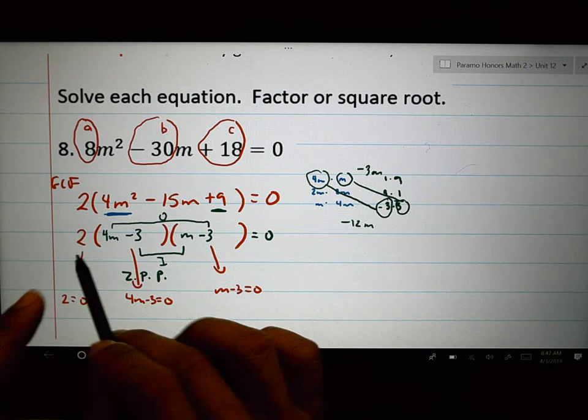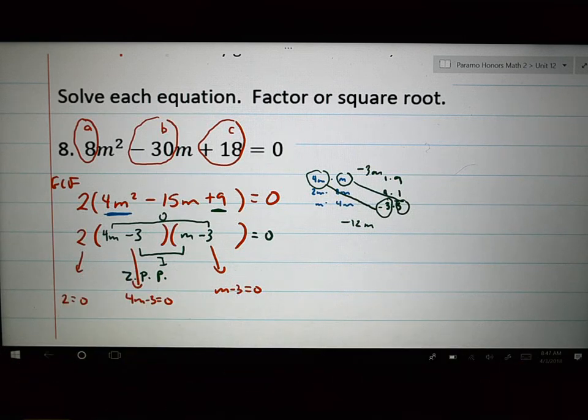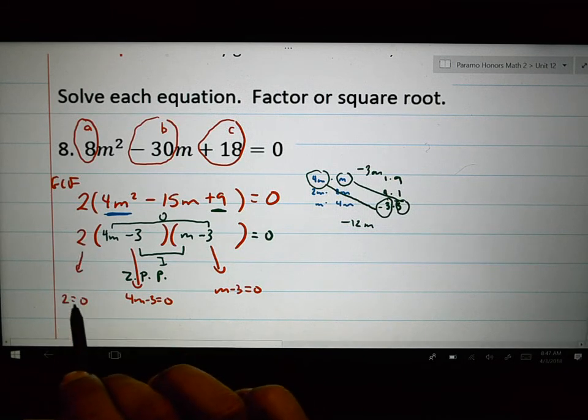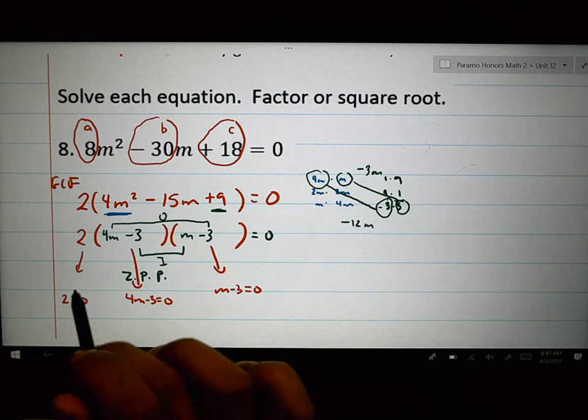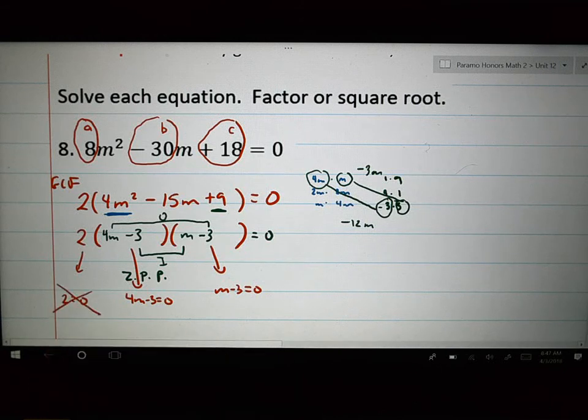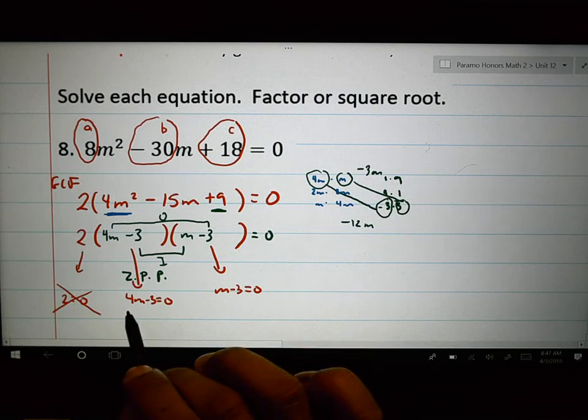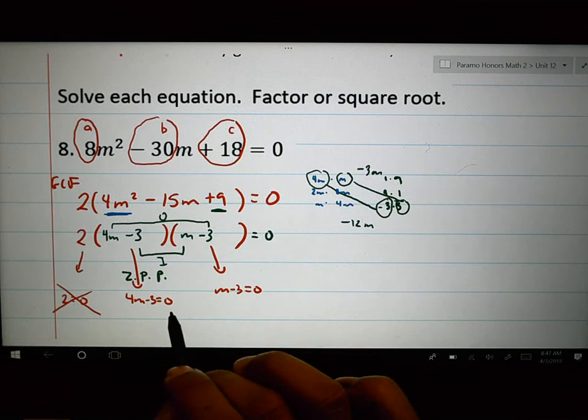They all multiply to equal 0. This is the only property that says if they multiply to equal 0, then each of these factors must equal 0. Now let me ask you, can 2 ever equal 0? No. That does not provide you any solution. Can the 4m minus 3 equal 0? Yes. What does m have to be?